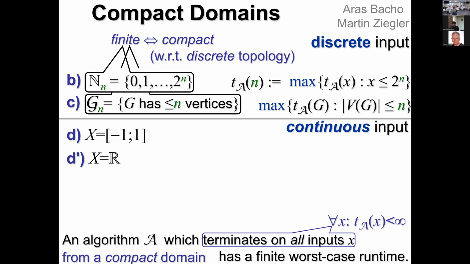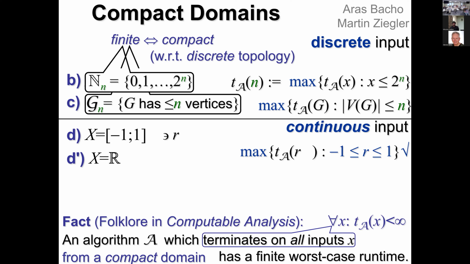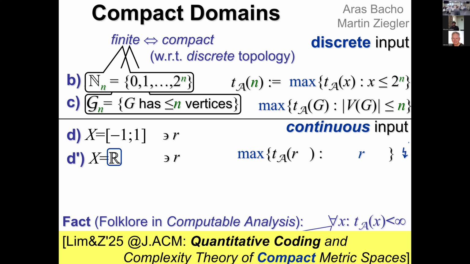So when we have continuous inputs, any algorithm that is guaranteed to terminate on all real numbers in this compact interval will have a worst case running time. That's a continuity argument. So we can define the worst case running time, and this is going to be a finite integer, right? There are no parameters here. Whereas if we consider the algorithm on all real numbers, the maximum will not exist in general. So this is why in our paper, generalizing the ACM, we focus on coding and complexity on compact metric spaces.